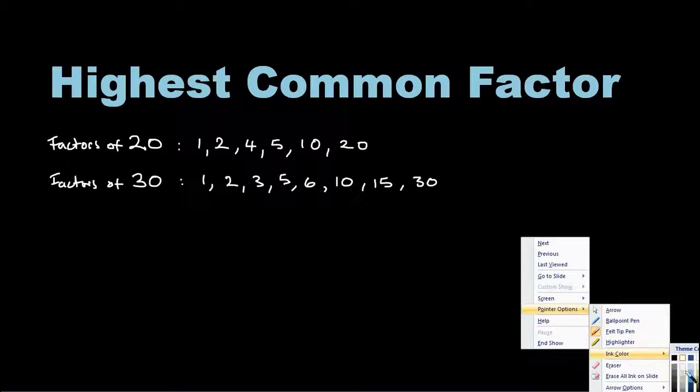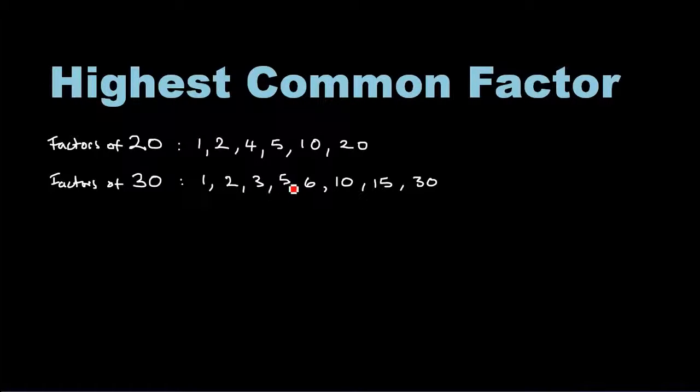Now let's just change the colour here a minute. Let's use bright red. Okay, so what are the common factors? We've got a common factor of 1 here and 1 here. Okay, we've got another common factor of 2, so 2 is common to both these numbers. And well, 4 and 3 aren't common, so we now move on to 5 and 5 and 10 and 10, so 6 isn't common, 15 isn't common to both these numbers, 20 isn't common to both these numbers, and 30 isn't common either.